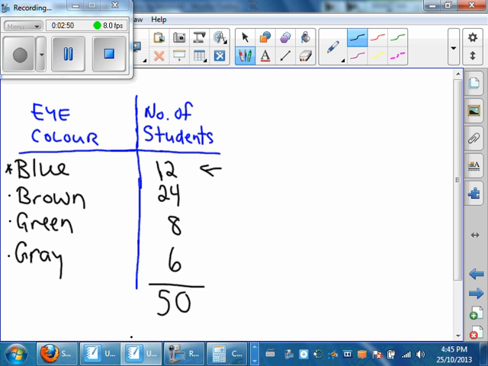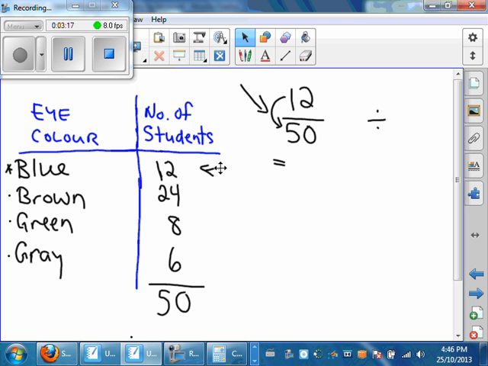So that means there are 12 students out of 50 that have blue eyes. Since we know that this line really means divided by, and remembering how we calculate percentage, we can simply say that 12 divided by 50 is going to give us a decimal that will ultimately translate into our percentage. Let's see what that looks like on the next page.